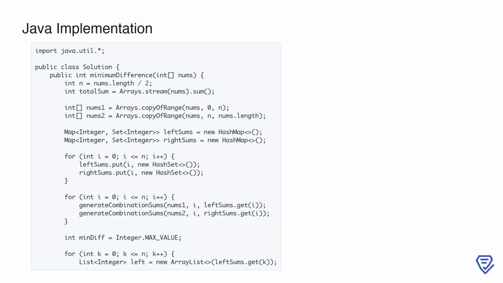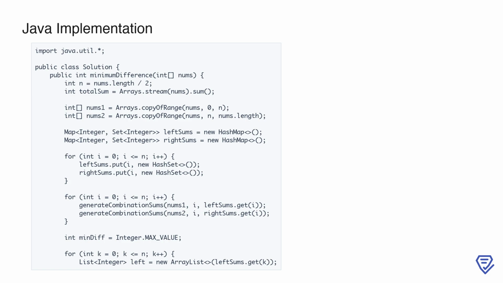Here, we start by dividing the input array nums into two halves, nums1 and nums2. This is done because the problem involves splitting the array into two subsets, and working with smaller halves simplifies our calculations. We calculate the total sum of the array, which will help us assess the difference between the two subsets later. Next, we declare two maps, leftSums and rightSums.